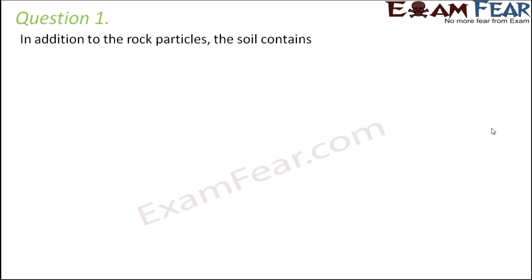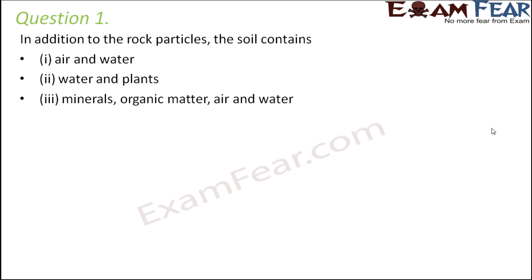Question number 1. In addition to the rock particles, soil also contains: air and water, water and plants, minerals, organic matter, air and water, water, air and plants. Now obviously soil doesn't contain plants. Plants basically grow on soil. So option number 2 and 4 are not correct. Soil definitely contains water and air, but it also contains mineral and organic matter. So the correct option would be 3.